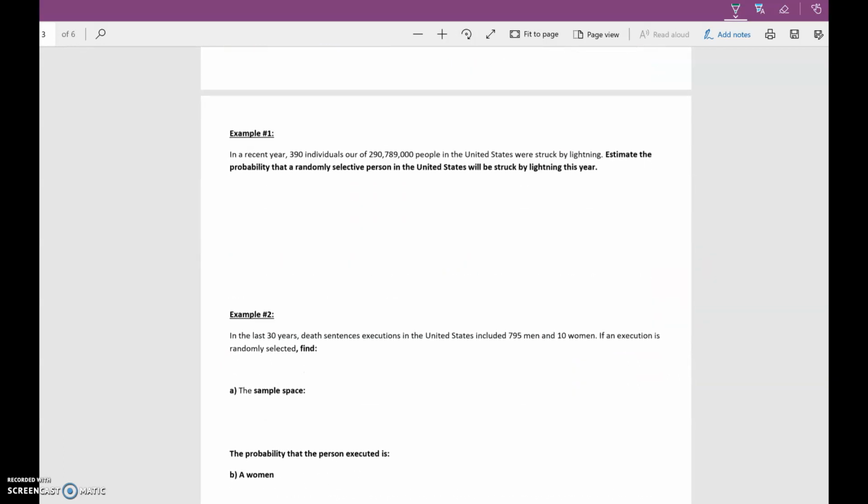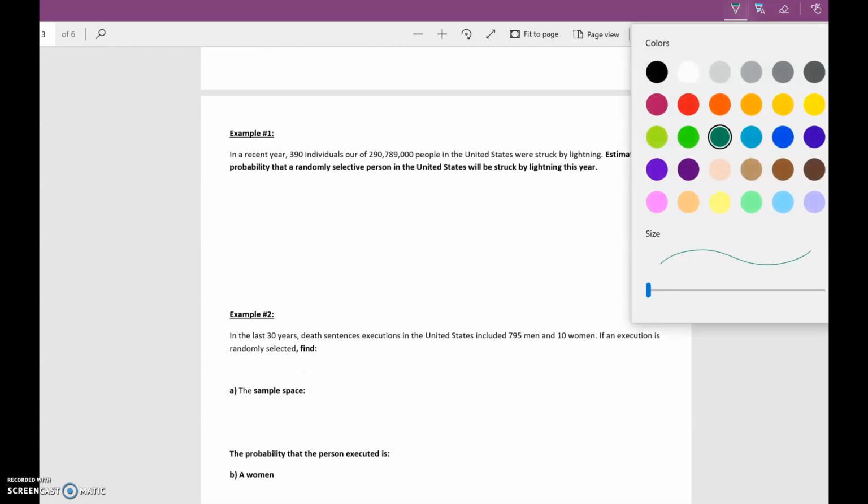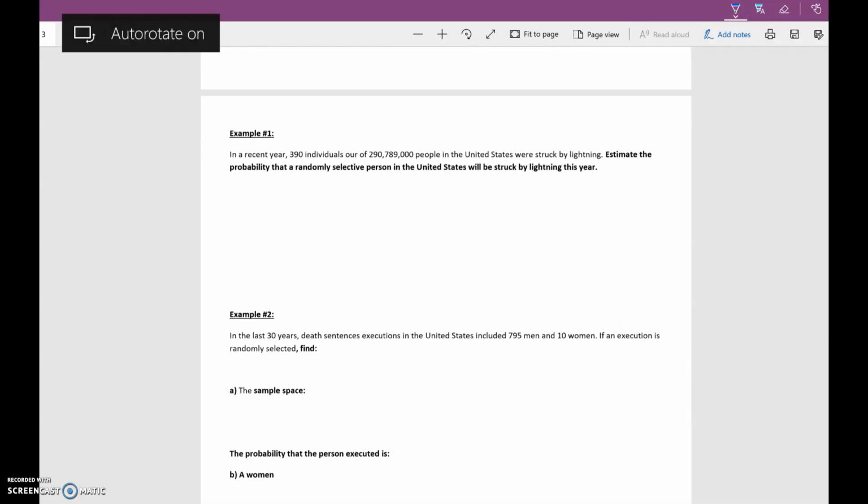Now let's take a look at example 1. On some of the problems they're going to ask us to analyze, they're going to give us some data, and you're just estimating based on the data given in the problem. For all the problems that are asking for some probability, you're always going to declare the event. In this case, let A equal a subject getting struck by lightning.